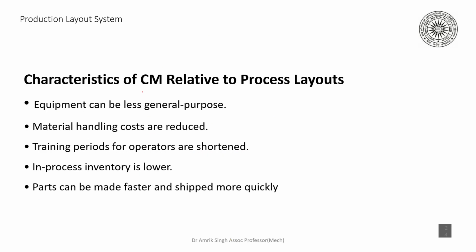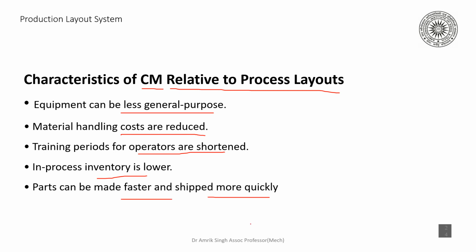So what are the characteristics of a cellular manufacturing system relative to the process layout? Equipment can be less general purpose. In the process layout, there can be GPM, or the general purpose manufacturing. Material handling costs are reduced. Training periods for the operators are shortened, and in-process inventory is low. The parts can be made faster and can be shipped more quickly.